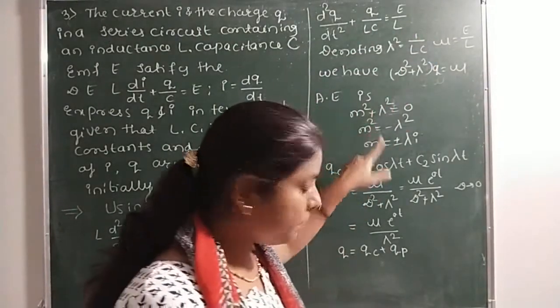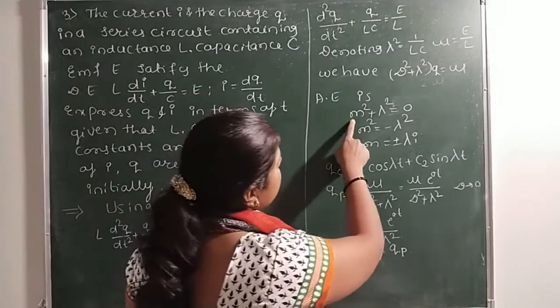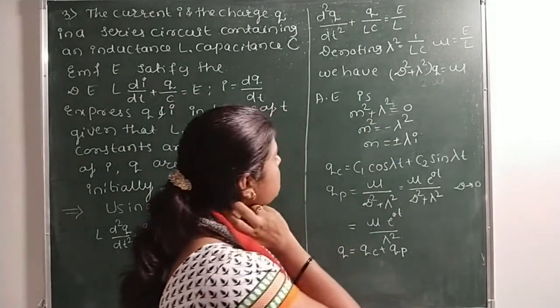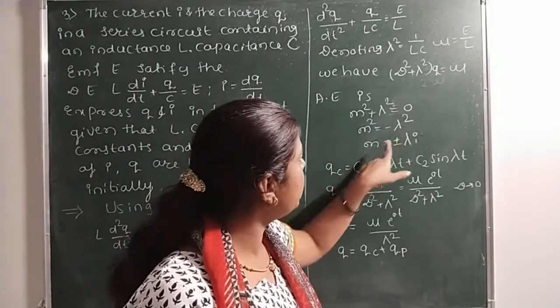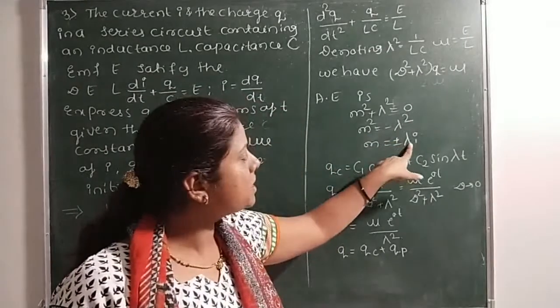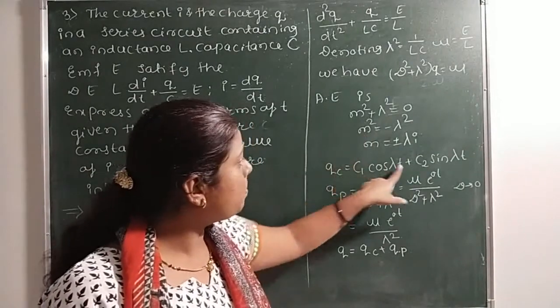Now by taking the auxiliary equation m² + λ² = 0, m² = −λ², m = ±λi. Now this becomes a complex root.